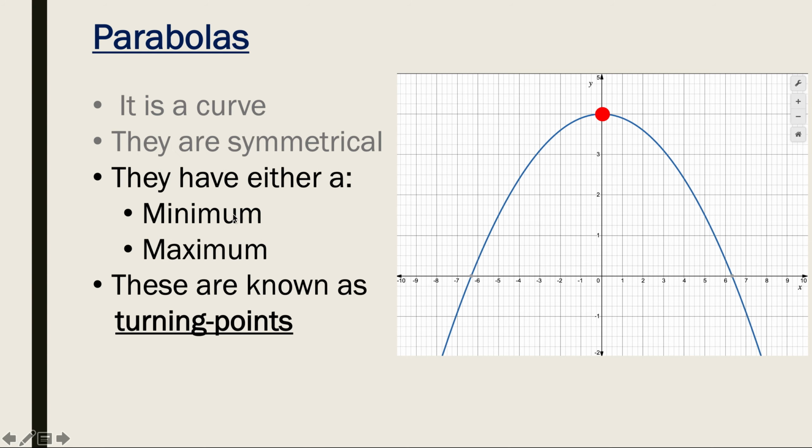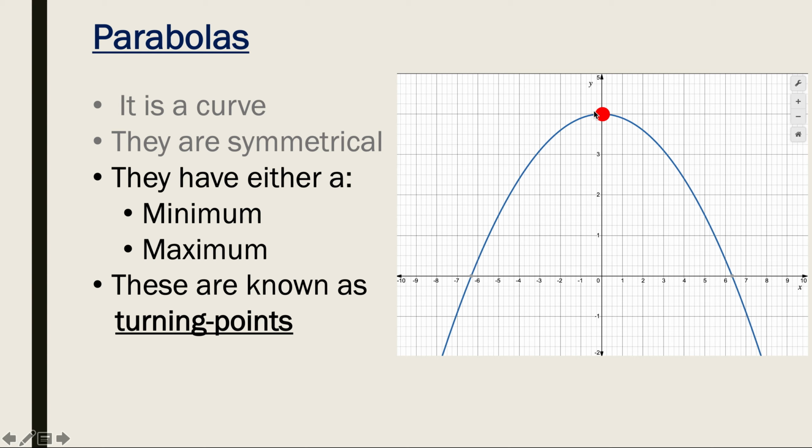These points, minimum and maximum, are called the turning points. Why are they turning points? Because it's where the parabola changes direction. If you remember when we were looking at linear graphs, a graph going in this direction has a positive gradient, because it was going up the stairs. So we can see here that it has a positive gradient, positive gradient, positive gradient.